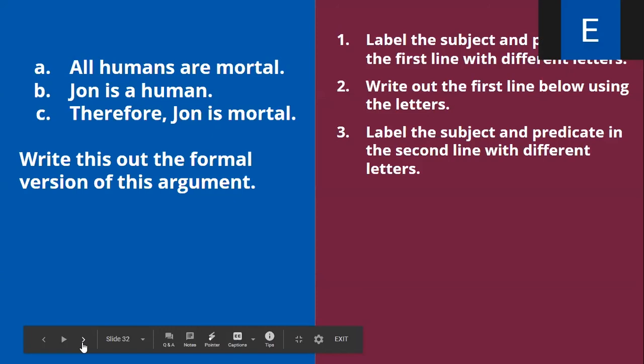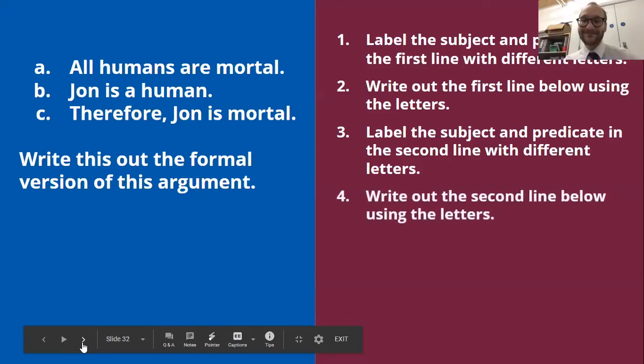Then I would label the second line with the subject and the predicate with different letters. So I've got human, so that was P because I used P labeled here. And again, I would annotate this if I had this presentation and was using it with my pupils. And I would label that. Click please. And then write out that second line, and that's what I would do. Click one more time, please.